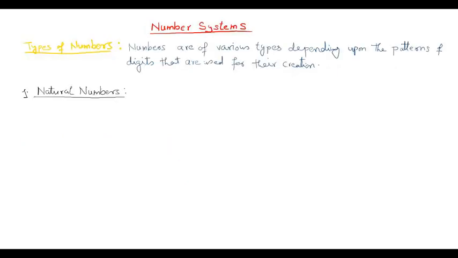Types of numbers. Numbers are of various types depending upon the patterns of digits that are used for their creation. So, natural numbers. See, from childhood we are asked to count. So we start from 1, 2, 3 and so on. So we can say the numbers that start from 1, 2, 3 and so on are called the natural numbers. These numbers are also called the counting numbers or positive numbers. These numbers are represented by the symbol N.